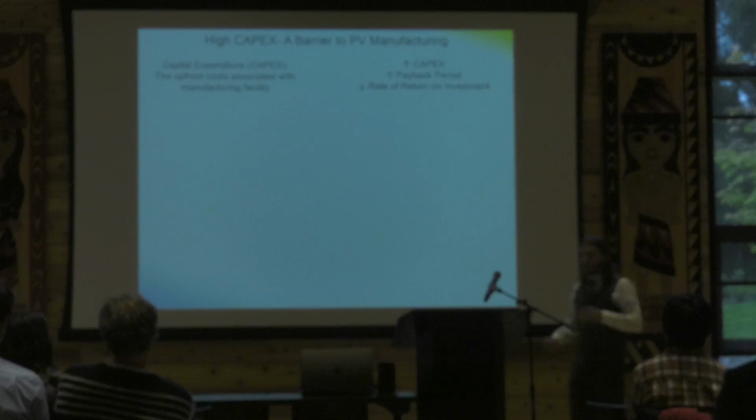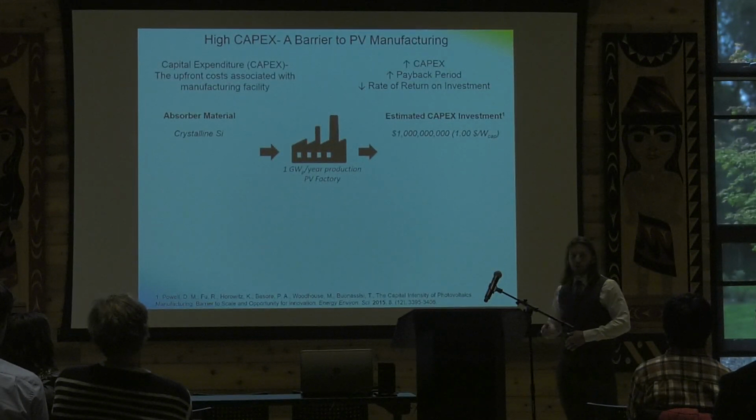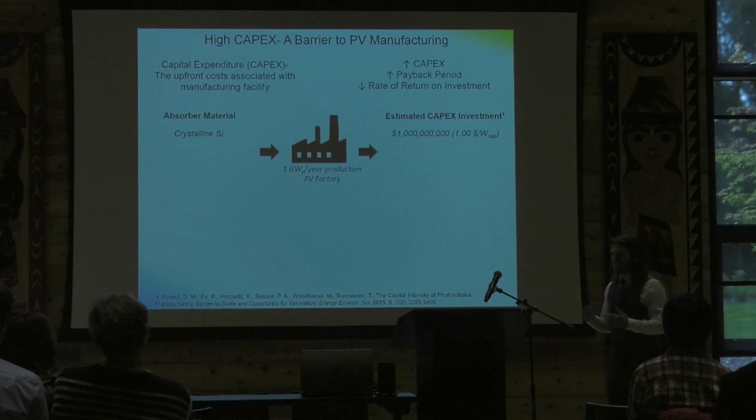A big part of that is the capital expenditure of building a solar panel manufacturing facility. This is called CapEx, and it's the upfront cost associated with building a manufacturing facility. It's not just the equipment, but also the engineering costs, the taxes, and the land. There's a lot of things that go into CapEx.